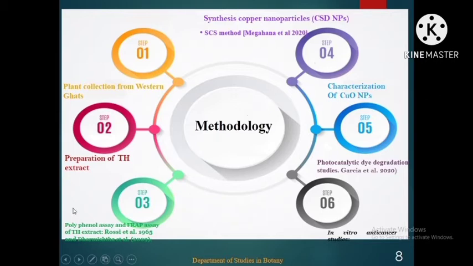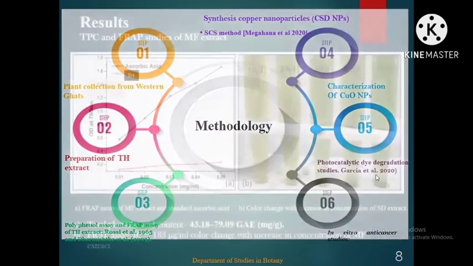Then, after the extract was obtained, it was tested for the presence of polyphenols as well as by the ferric reducing antioxidant power assay, that is, the antioxidant assay. Antioxidant activity was determined. Then the copper oxide nanoparticles were synthesized using the solution combustion synthesis method. Synthesized nanoparticles were characterized using various characterization tools. Once the copper oxide nanoparticles were characterized, they were tested for their photocatalytic dye degradation activity as well as anti-cancer activity.